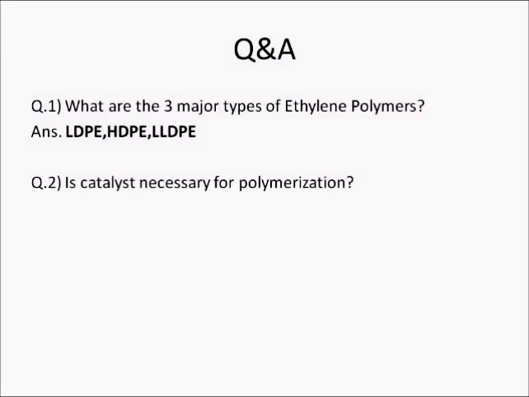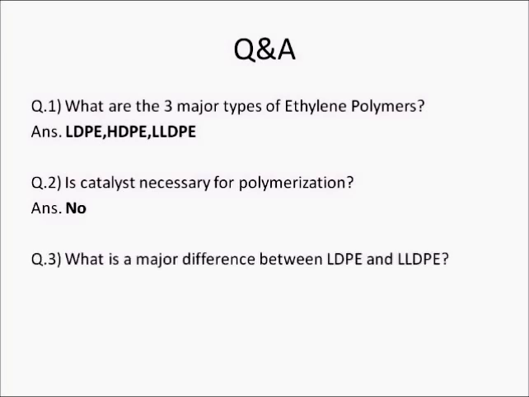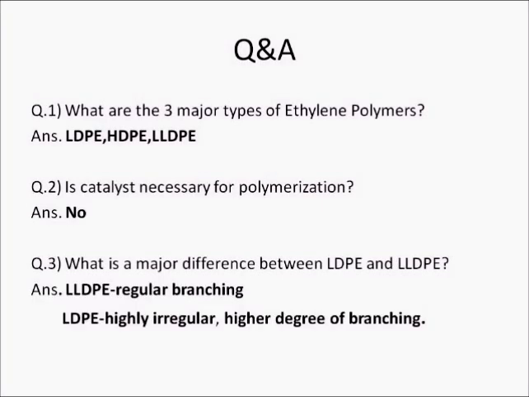Next question is, is a catalyst necessary for polymerization? And the answer is no, catalyst is not essential. Polymerization can occur as a self-sustained free radical mechanism in presence of oxygen as initiator. Let's move on to next question. What is a major difference between LDPE and LLDPE? LLDPE has regular branching whereas LDPE has highly irregular and higher degree of branching.